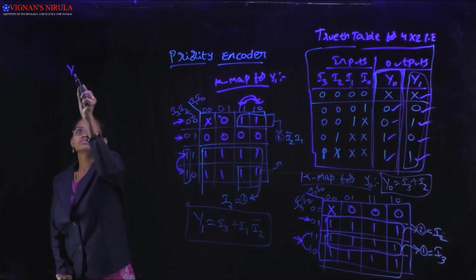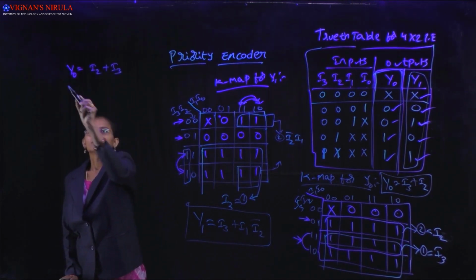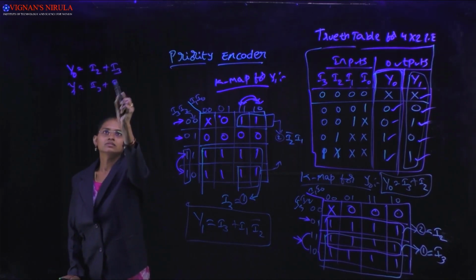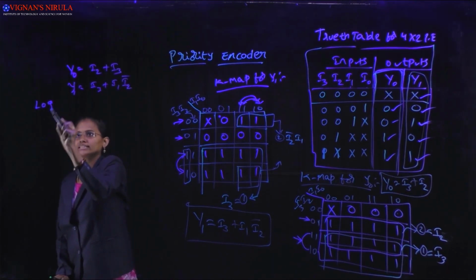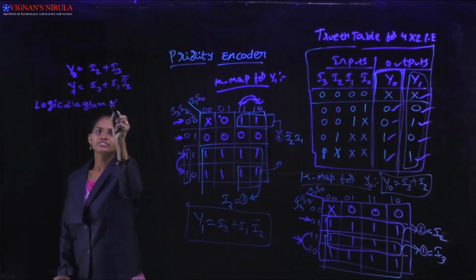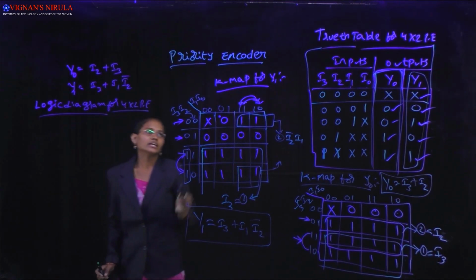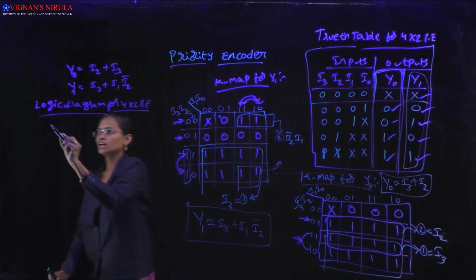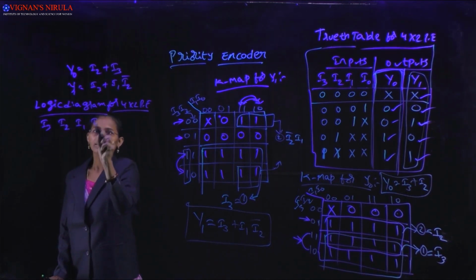The Y0 equation is I2 plus I3, and Y1 equals I3 plus I1 I2 bar. First we draw the logic diagram. Logic diagram for the 4x2 priority encoder. Here we are using the 4 inputs: first we draw the inputs I3, I2, I1 and I0.